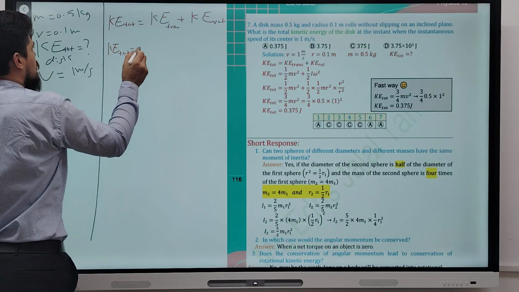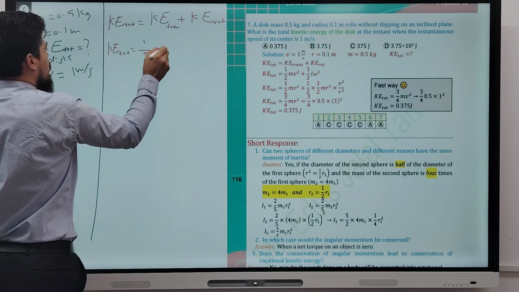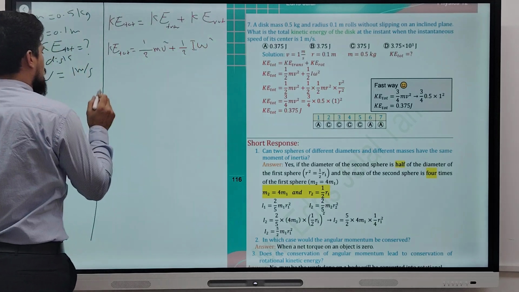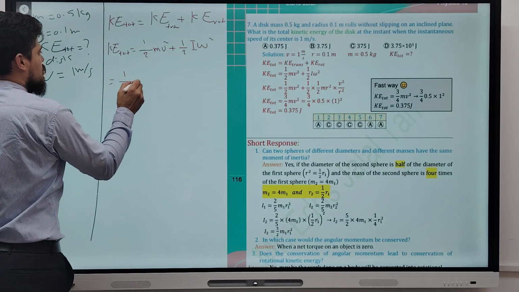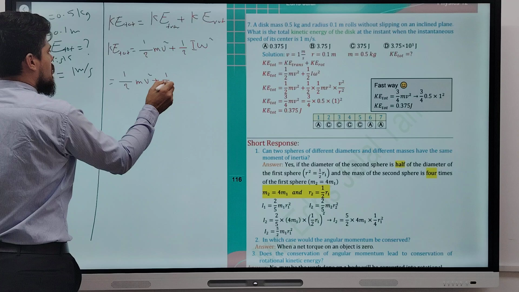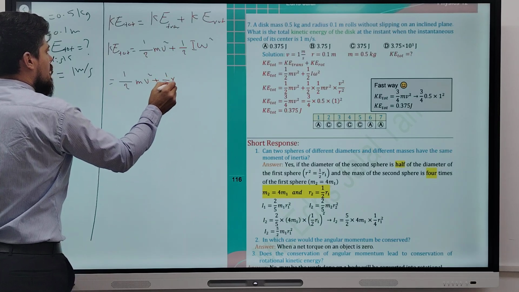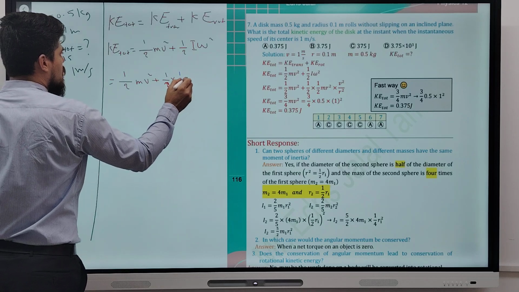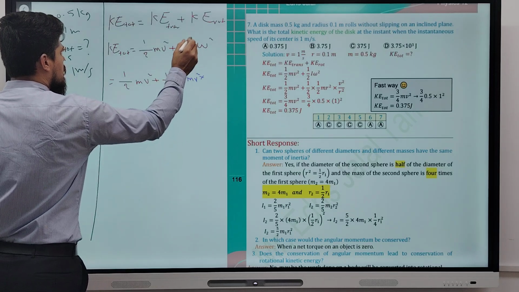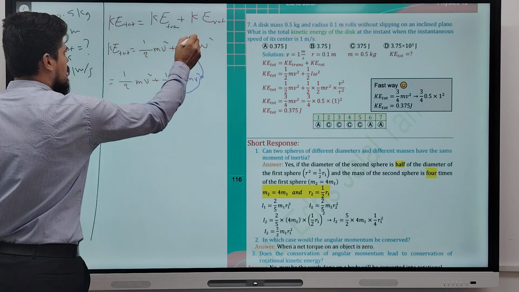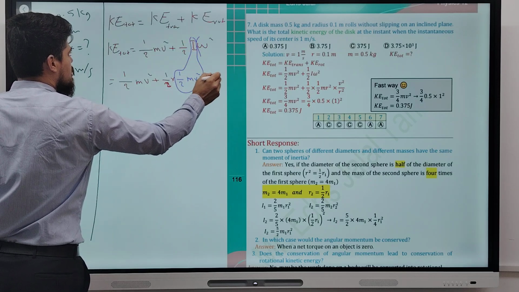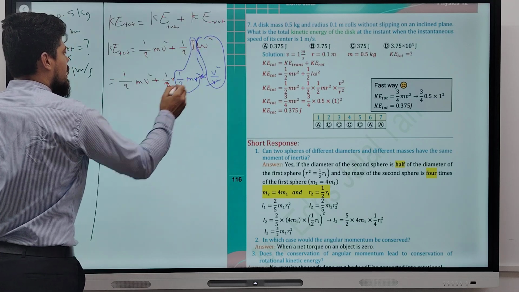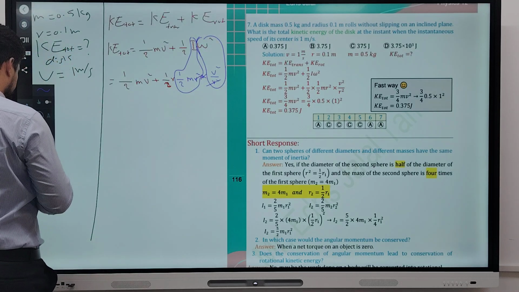Total kinetic energy is equal to translational, 1 over 2 mv squared, plus 1 over 2 I omega squared. Bring down this 1 over 2 mv squared plus 1 over 2 times, and instead of I for the disc, you have to write down what? 1 over 2 mr squared. And the angular speed is equal to v squared over r squared. The r with r cancel. What does remain?